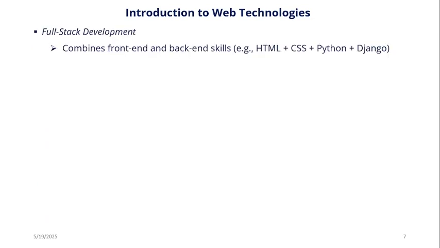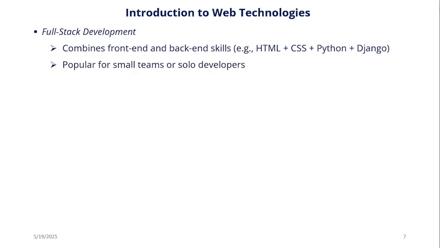So full stack development combines both front end and back end skills. For example, in this course we are talking about Django for beginners. By the time we start using Django to create our web apps, we would also be using Python, we would also be using HTML to do some things, and we will also be using CSS to do some things.